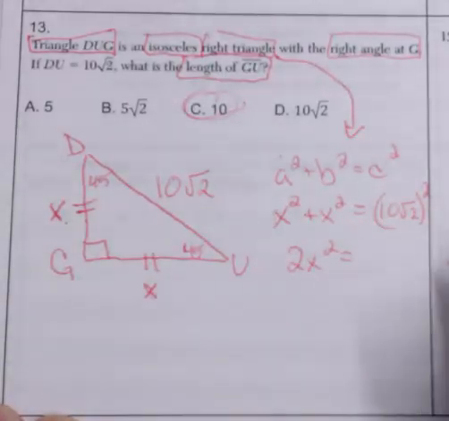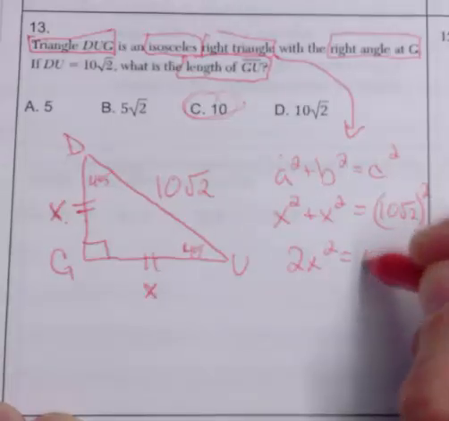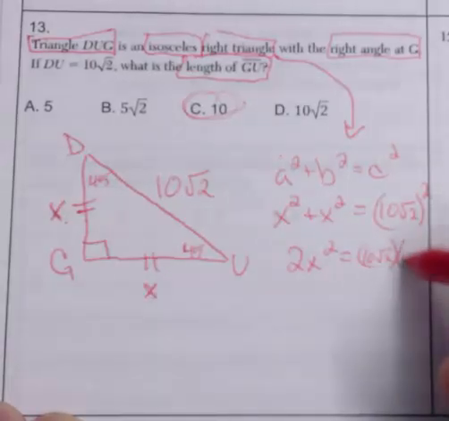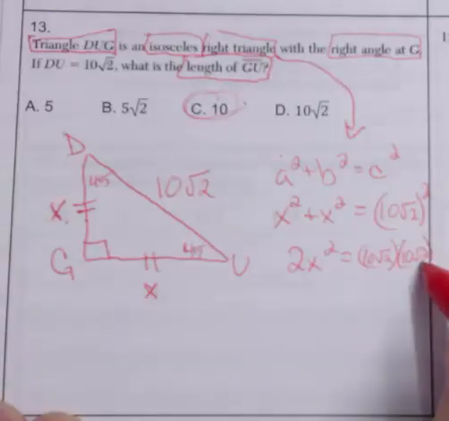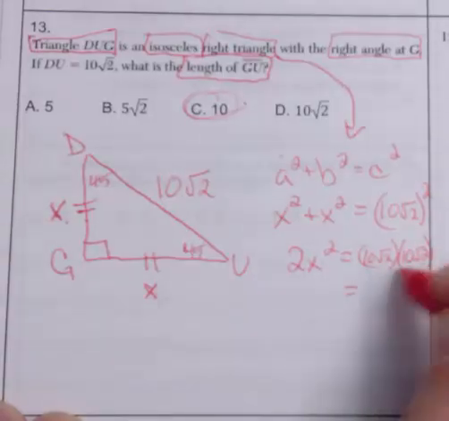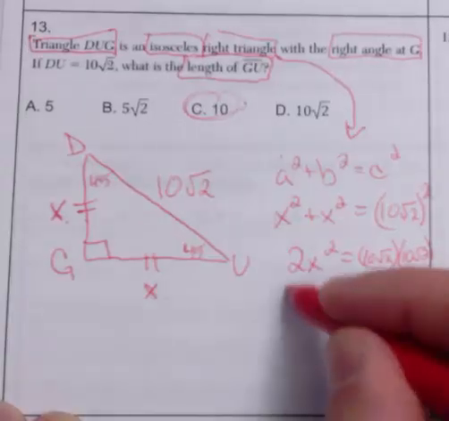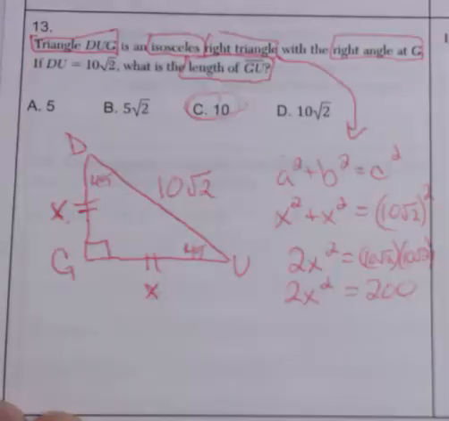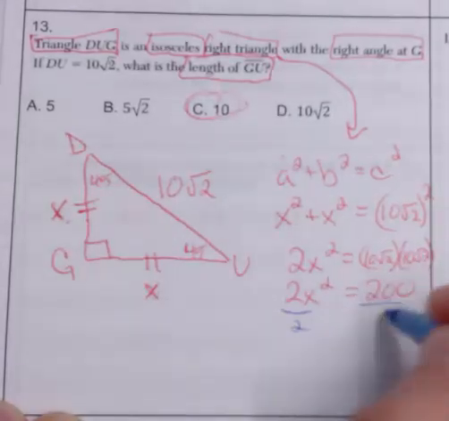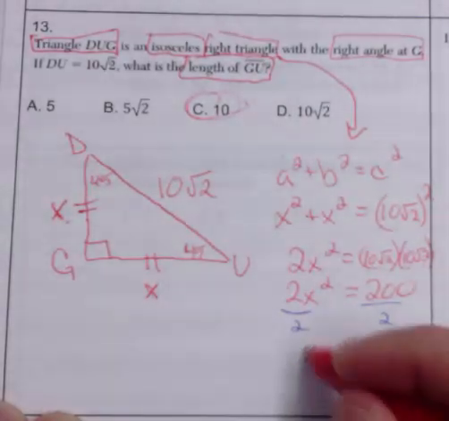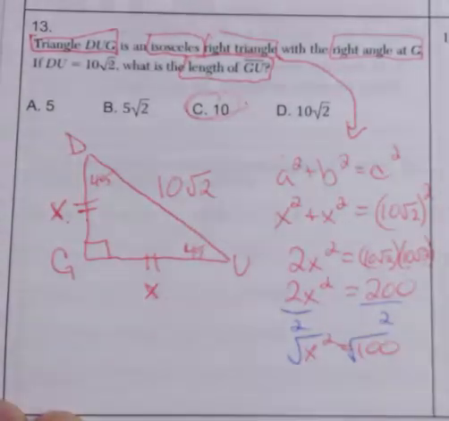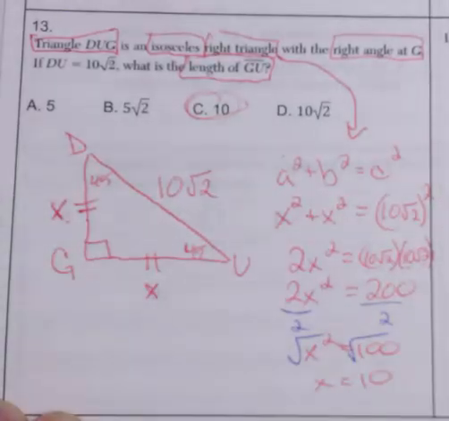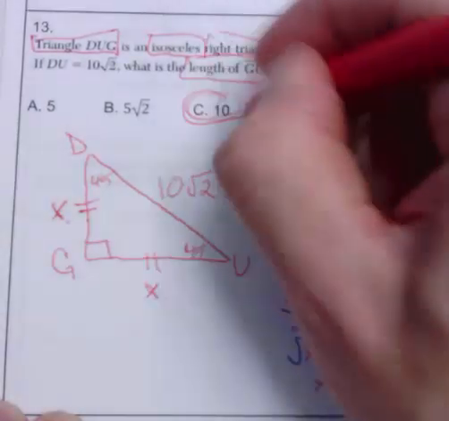This I'm going to do without a calculator, but you can just plug it into the calculator. This is 10 root 2 times 10 root 2, and 10 times 10 is 100. The square root of 2 times the square root of 2 is the square root of 4, which is 2. So this is 200. So you get 2x squared equals 200, and we're solving this equation. Divide by 2. You get x squared equals 100. Take the square root of both sides, and you get that x equals 10. As I said, I already knew that from the shortcut.